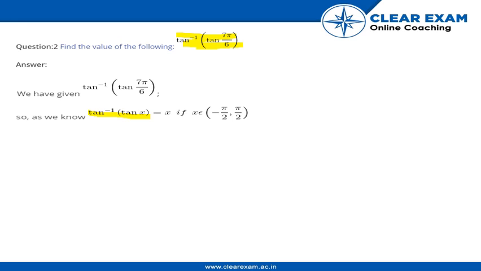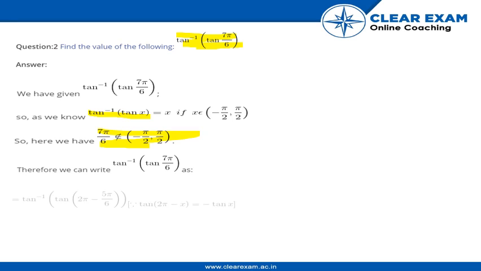As we see, 7 pi upon 6 does not lie in minus pi by 2 to pi by 2. So we have to somehow transform 7 pi by 6 such that it lies in the given interval of tan inverse. So what do we do? We apply an identity, that is tan of 2 pi minus x is equal to minus tan x. You can see this from the graph as well.